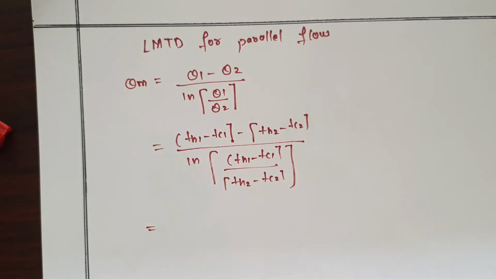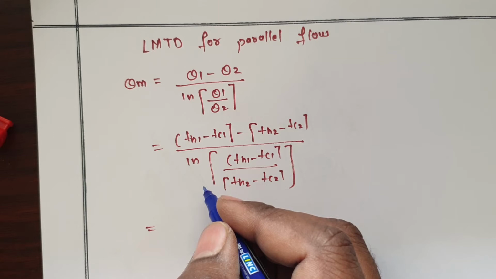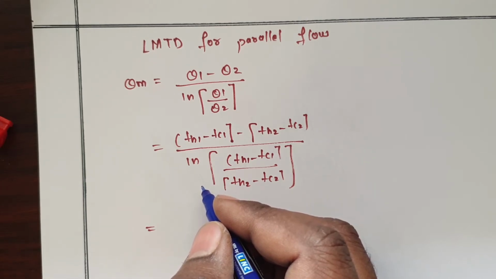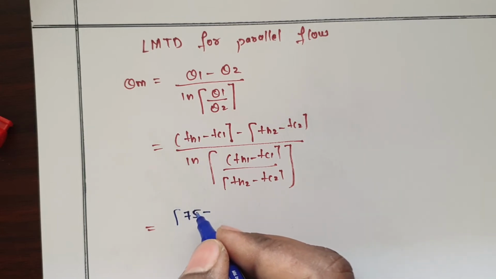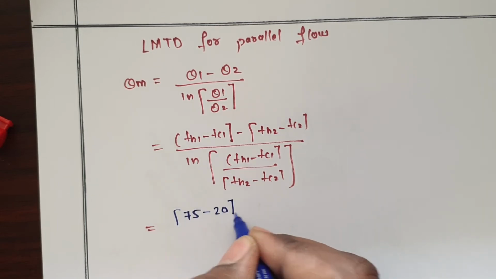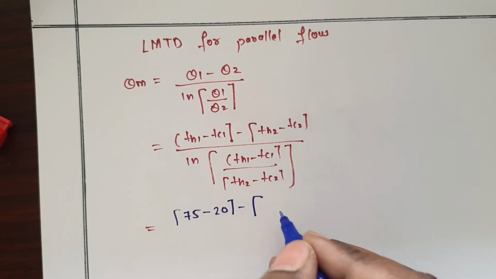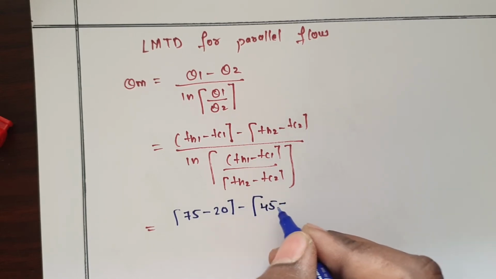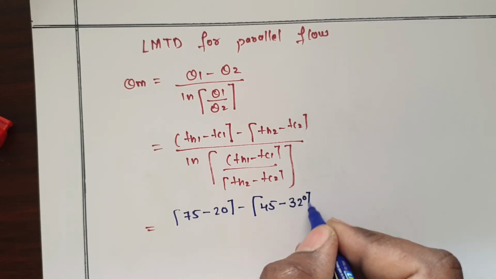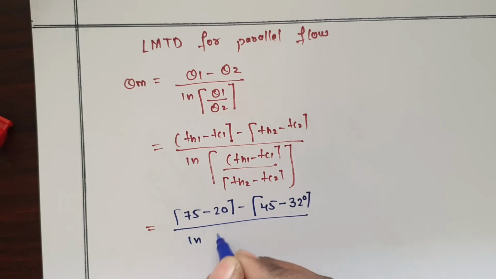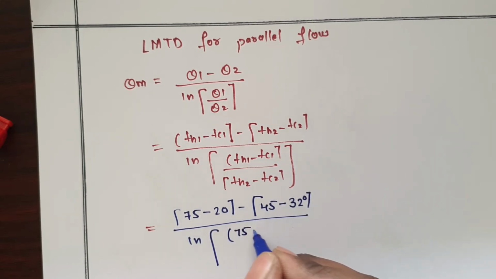After writing the formula, you have to substitute the values. As you know, Th1 value in your question is given, how much is it? 75, and Tc1 value, how much is it? 20, minus Th2 value is equal to how much? 45, minus Tc2 value, just now you got how much? 32. So, ln of (75 minus 20) by (45 minus 32).